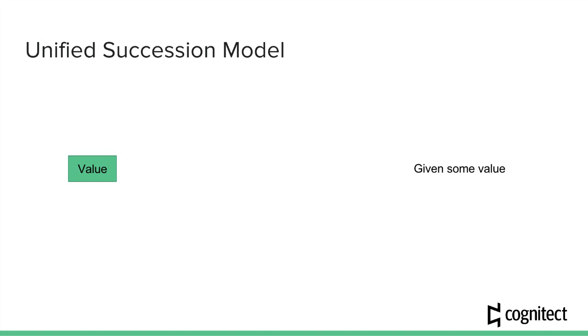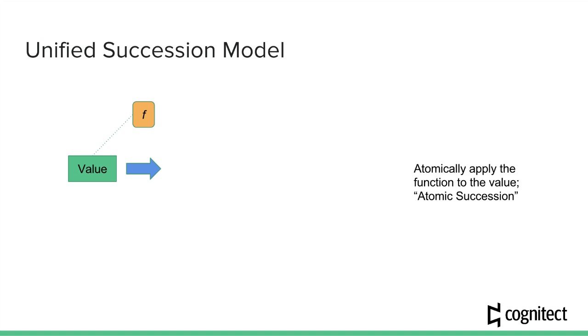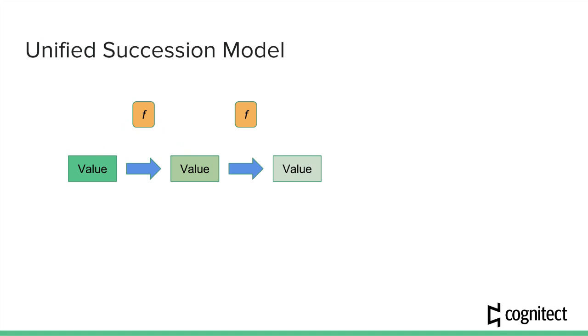So here I am given some value. And let's just take some function here. And then I want to atomically apply the function to the value. And we're going to call that atomic succession. That results in a new value at some new point in time. And I can go ahead and do that process as many times as I need to.